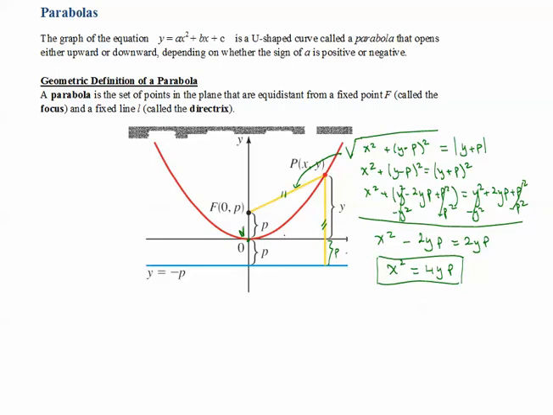If this p here is positive, greater than 0, then the parabola will open upward, and if this p is negative, then the parabola will open downward. And as you see here, when x is replaced with negative x, the equation remains unchanged, so the graph is symmetric about the y-axis.